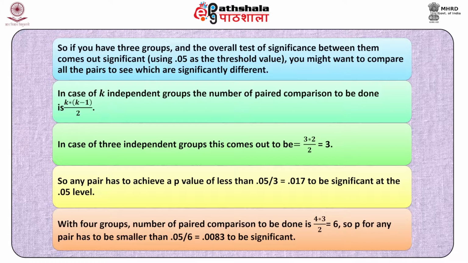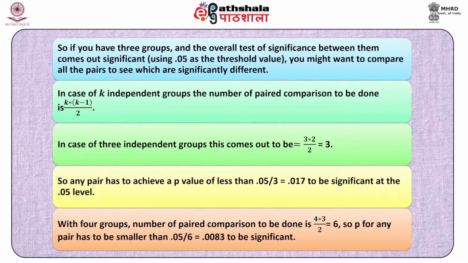In case of k independent groups, the number of paired comparisons to be done is k into k minus 1 divided by 2. In case of 3 independent groups, this comes out to be 3 into 2 divided by 2, which is 3. So any pair has to achieve a p-value of less than 0.05 divided by 3, which is 0.017, to be significant at the 5% level.